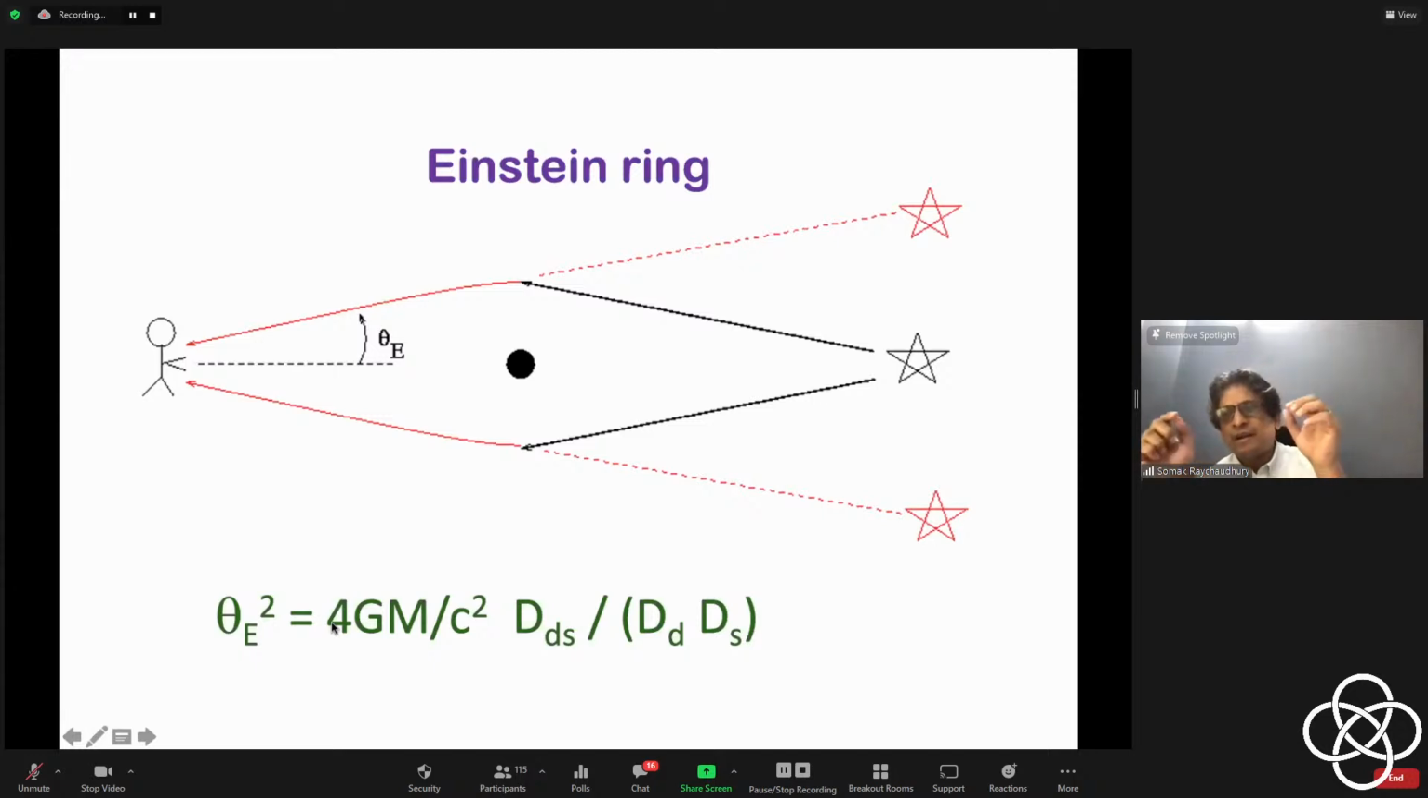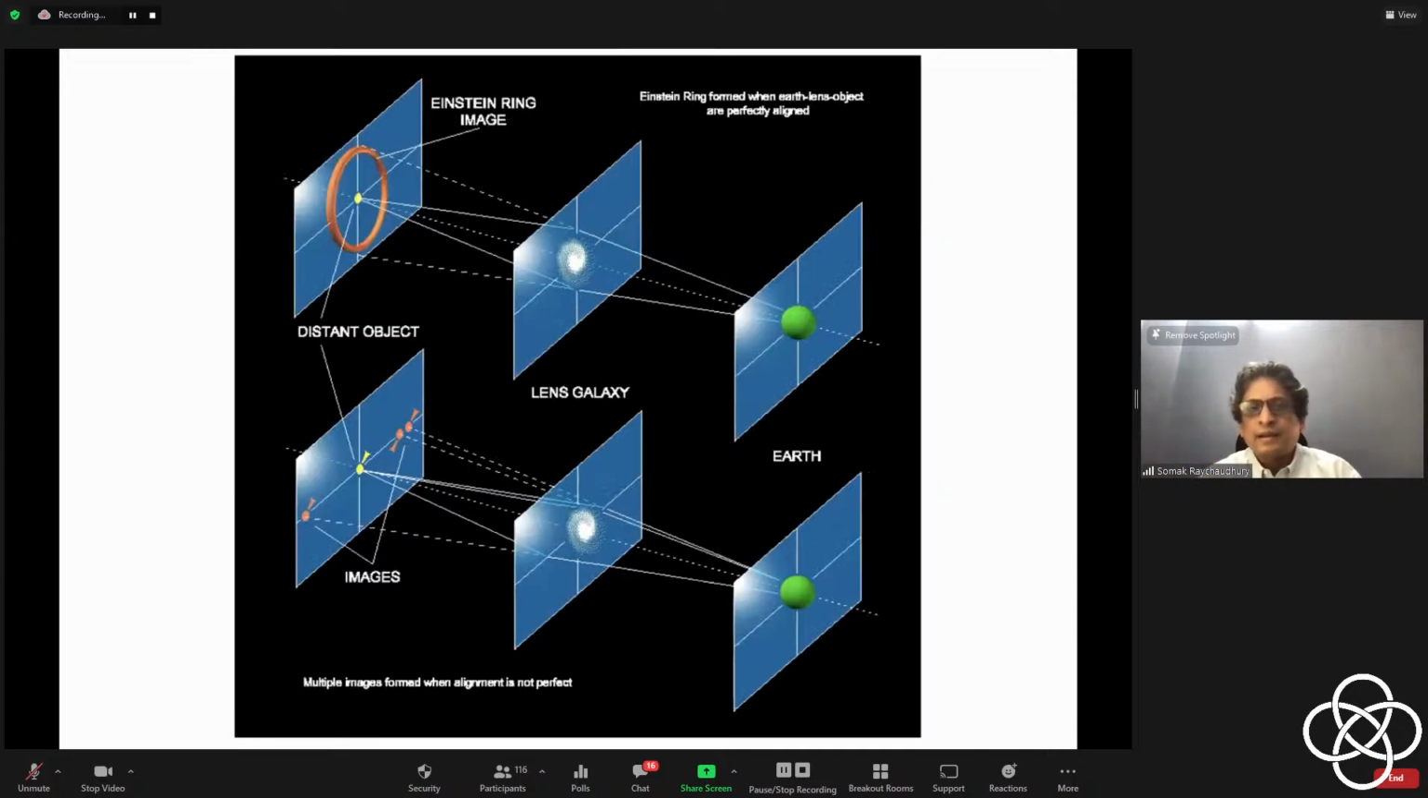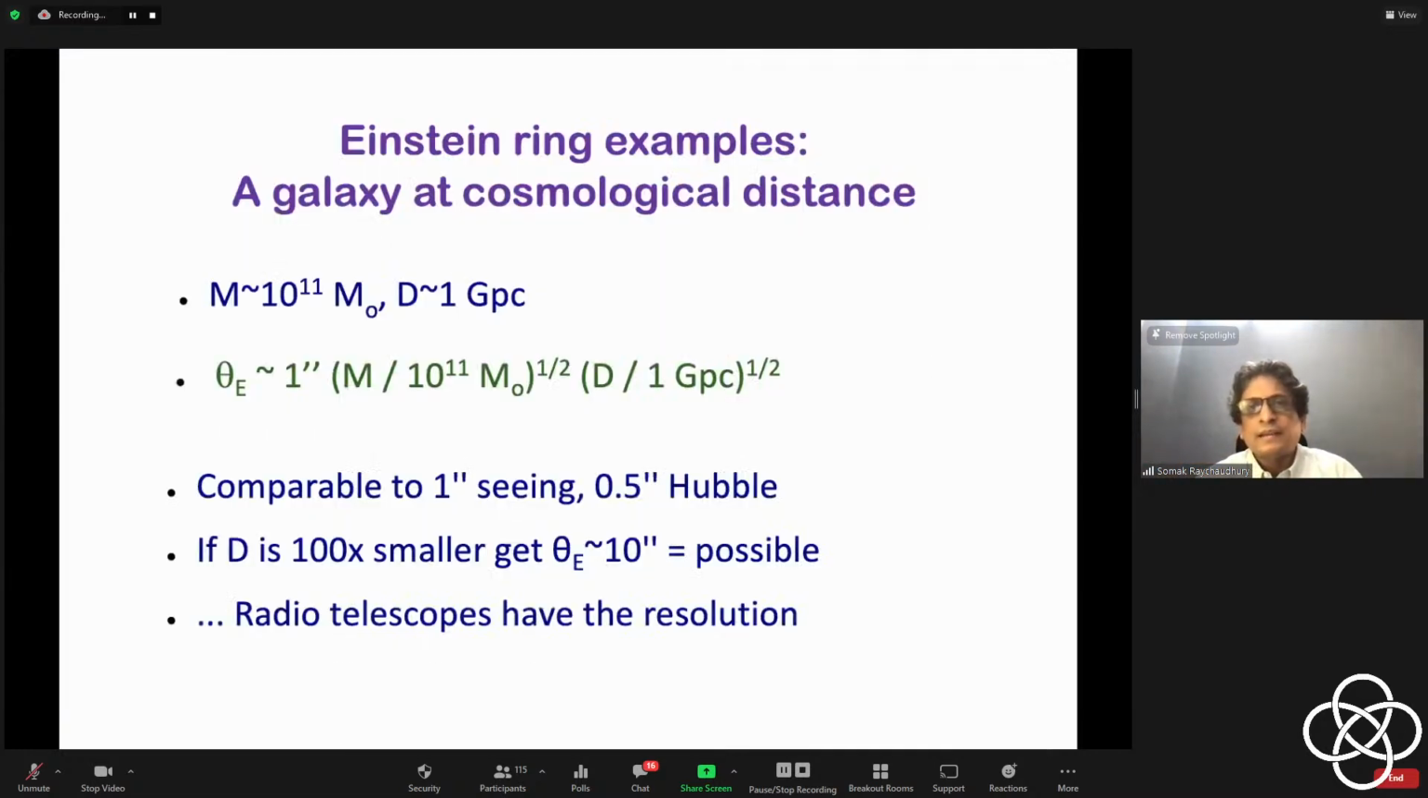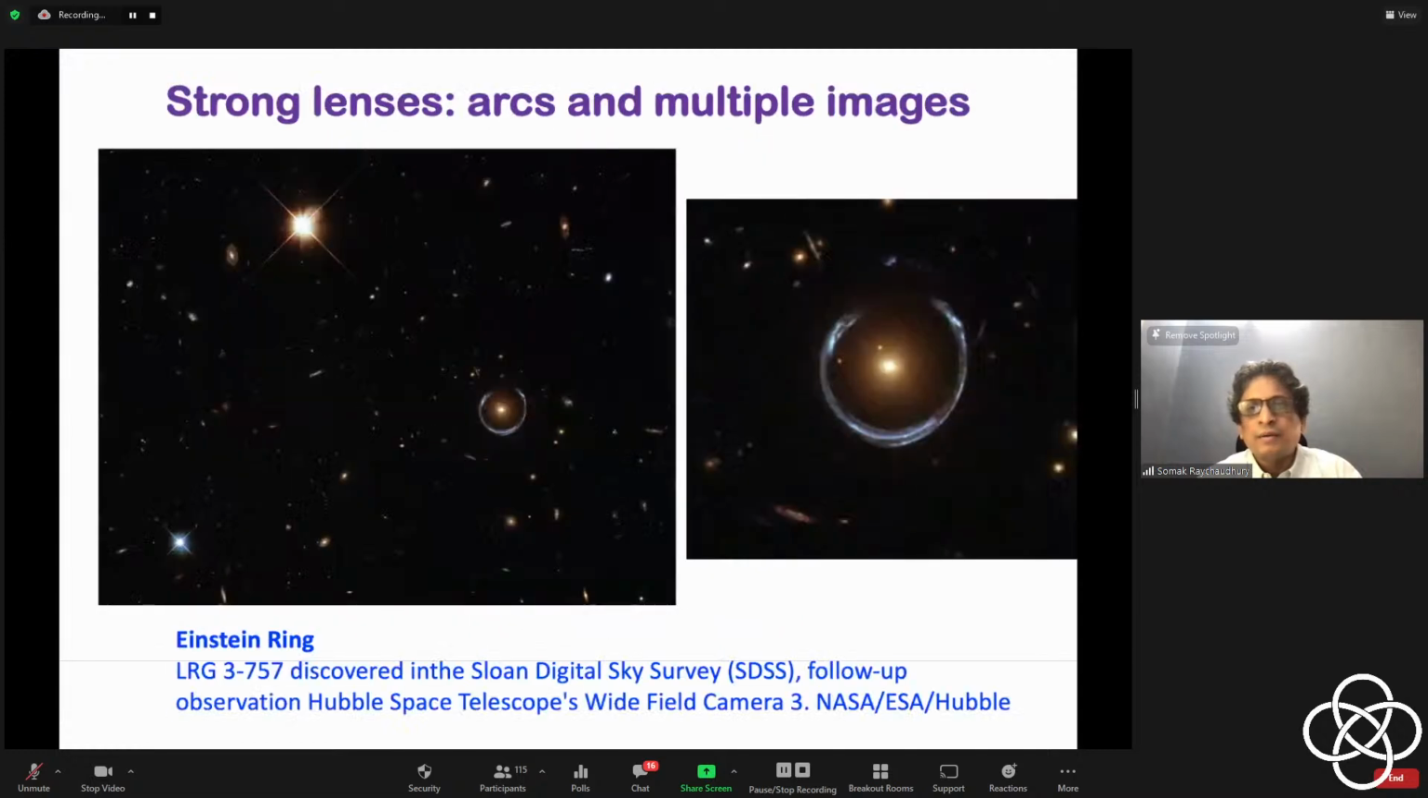And it tells you what this ring would be due to the bending of light. And if it's perfectly aligned, you get an Einstein ring. This is called the Einstein ring. If it's not perfectly aligned, but slightly shifted, then this Einstein ring breaks up and you start seeing point objects, multiple images of the same object, right? And so these are good examples of such things.